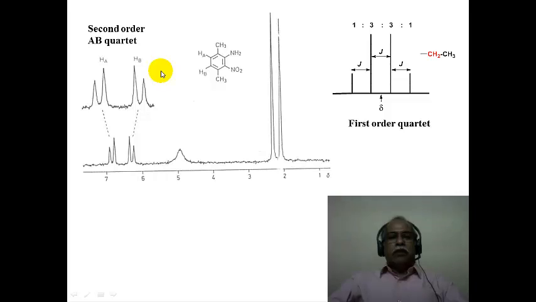And secondly, what is more important is that the gap between line 2 and 3 is fairly large compared to the gap between 1 and 2 or 3 and 4. In the case of a simple first order spectrum, the intensities are predictable. It should be 1:3:3:1, and the gap between any adjacent line would be identical, and that represents the J value of the CH2 CH3 coupling in this particular case. So one should not confuse the second order AB quartet with a simple first order quartet.